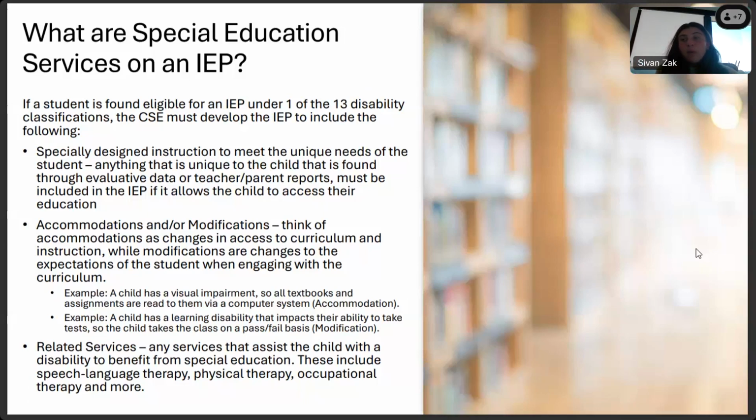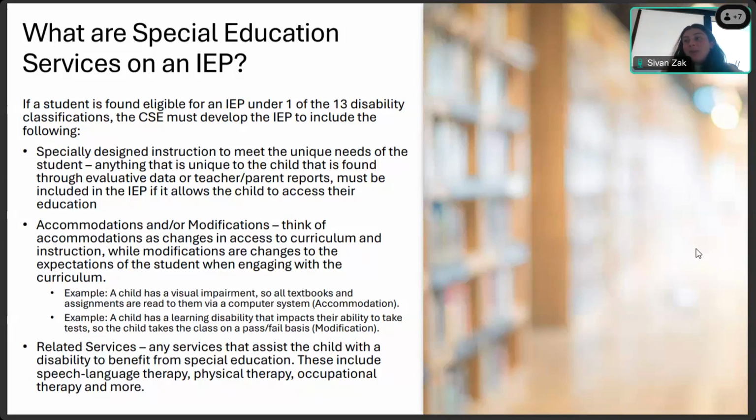So another portion of the IEP that's really necessary are the accommodations and modifications. Now, these are very similar to what we discussed in the 504 plan section of the webinar, where you're thinking of this as really 2 separate pieces because they are different. Accommodations are changes in access to the curriculum and instruction, while modifications are changes to the expectations of the student when engaging with the curriculum. So I provided a couple examples for this to break it up because I know that sounds very confusing, and the first time I read it, I was confused as well.